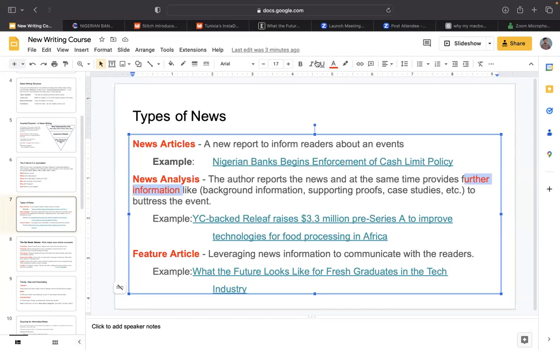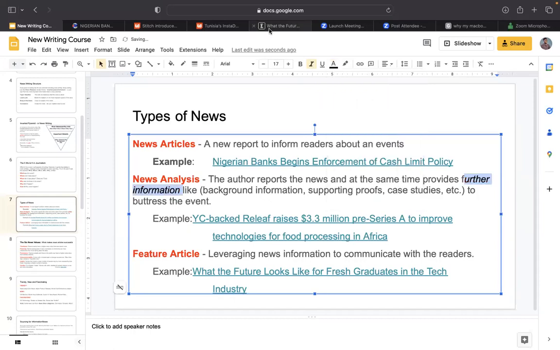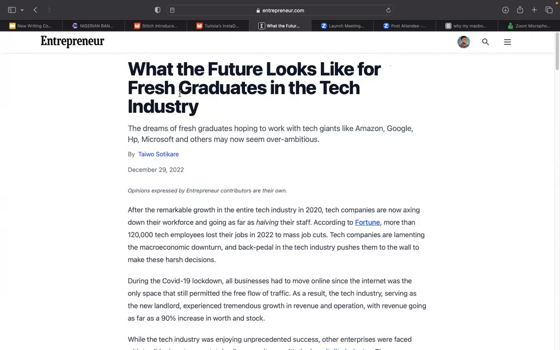There's a disclaimer here. Some people actually refer to general articles as feature articles too. However, when it comes to journalism, feature articles are more like articles that leverage news information. So this is a good example: What the future looks like for fresh graduates in the tech industry. I wrote this publication, and I'll probably cover some further information on it later.